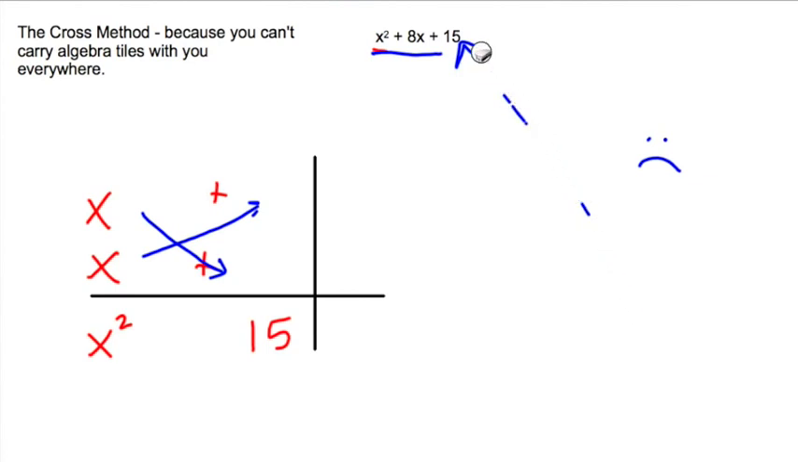Now you can use combinations of positive and negative factors, but as I can see, my middle term is positive, my last term is positive. I should really only focus on positive factors. So let's try another factor pair of 15. Let's try 3 and 5.